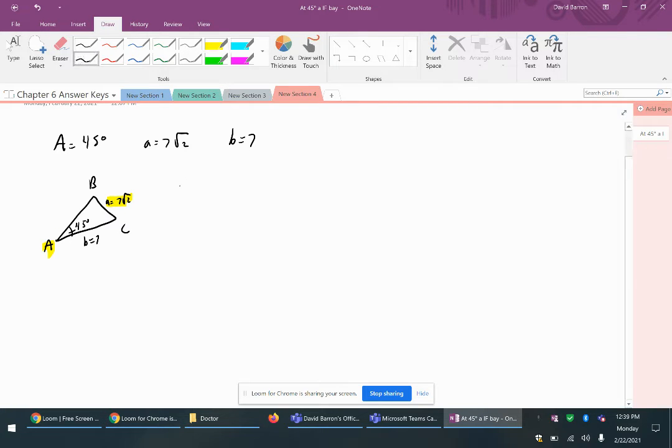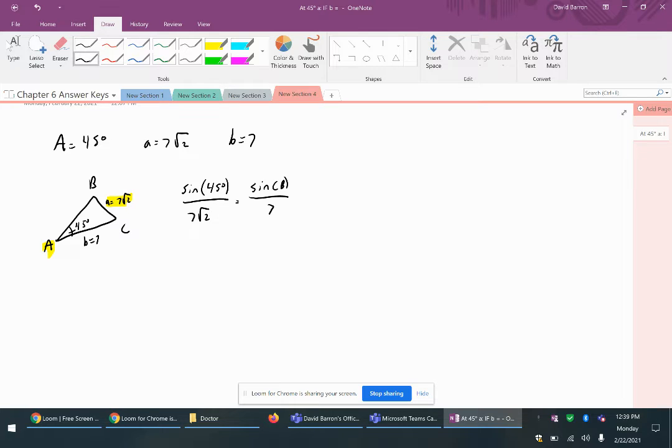So I could set up the law of sines: sine of 45 degrees over 7 root 2 equals, and we need to solve for big B, sine of big B over 7. Now, you hopefully gathered this from the first test and some of my other videos, I'm not looking for you to just blindly plug everything into the calculator. If you can symbolically manipulate something without having to use your calculator and decimals, I'm looking for you to do that to get full credit.